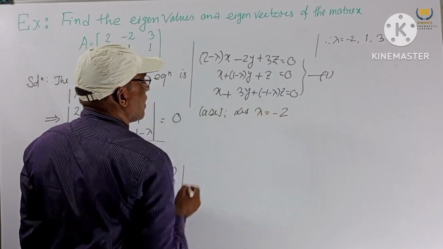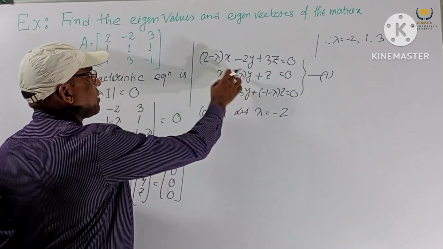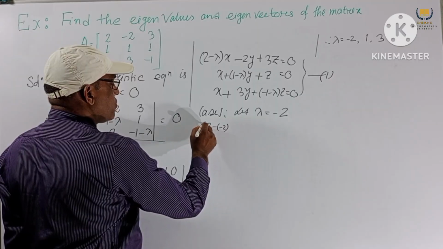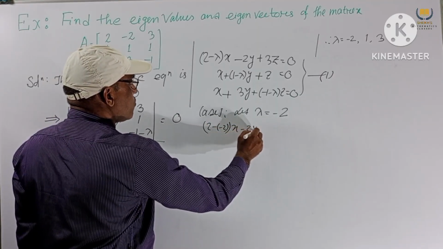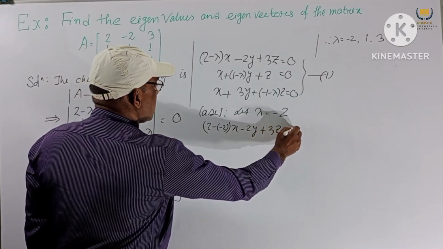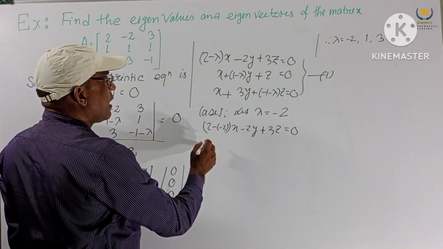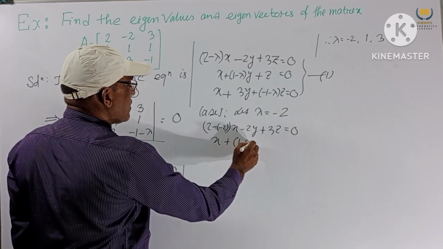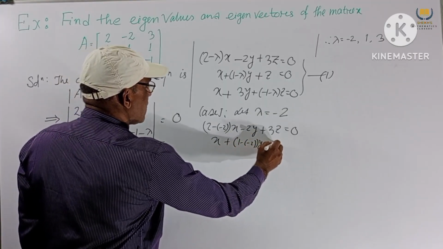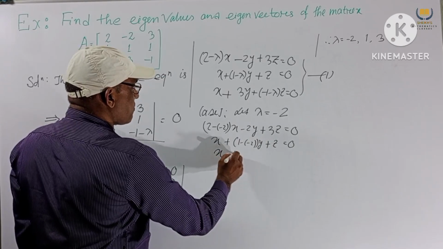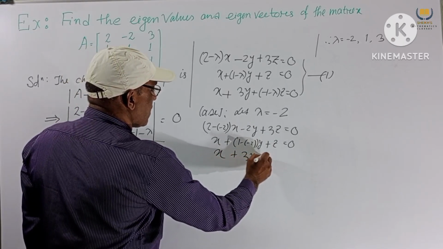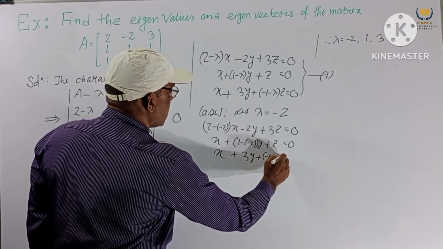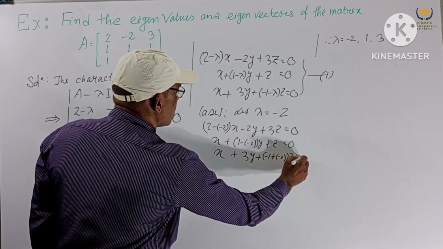Let lambda equal to minus 2. Putting lambda equal to minus 2 here, then (2 minus (minus 2))x minus 2y plus 3z equal to 0, and x plus (1 minus (minus 2))y plus z equal to 0, and x plus 3y plus (minus 1 minus (minus 2))z equal to 0.